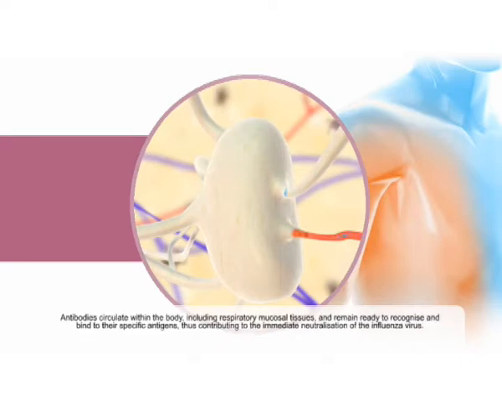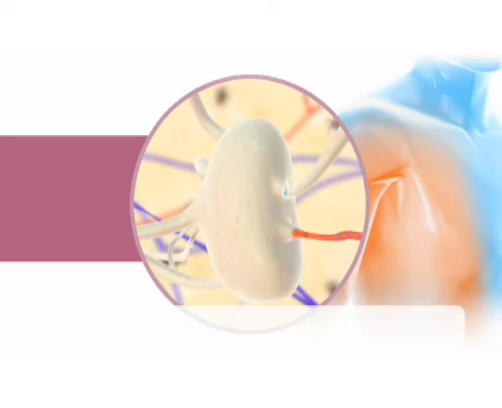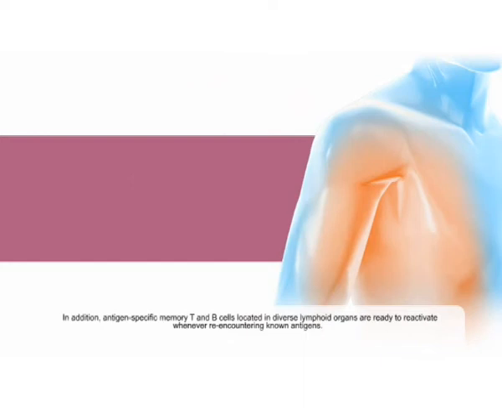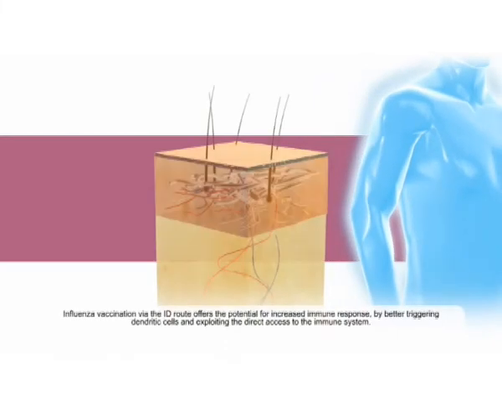Antibodies circulate within the body, including respiratory mucosal tissues, and remain ready to recognize and bind to their specific antigens, thus contributing to the immediate neutralization of the influenza virus. In addition, antigen-specific memory T and B cells located in diverse lymphoid organs are ready to reactivate whenever re-encountering known antigens. Influenza vaccination via the ID route offers the potential for increased immune response by better triggering dendritic cells and exploiting the direct access to the immune system.